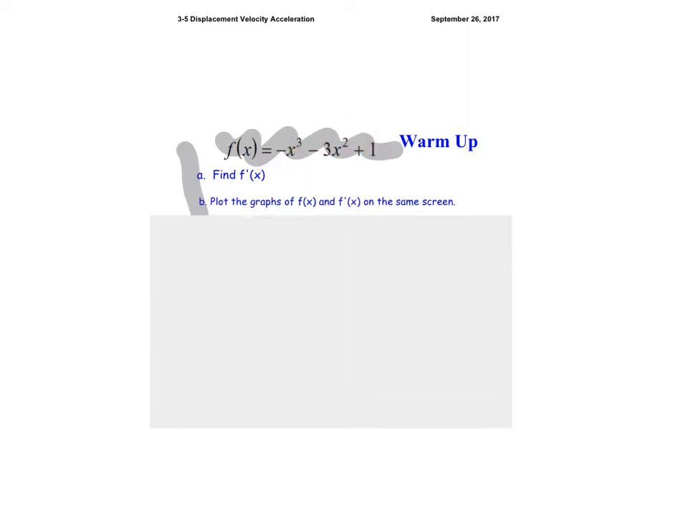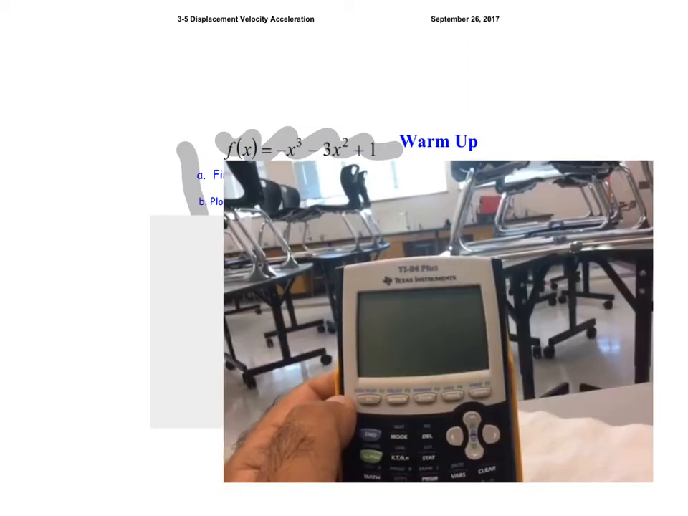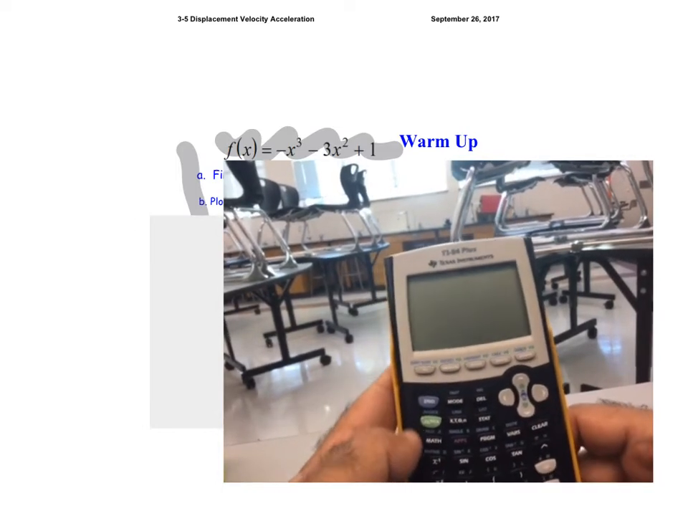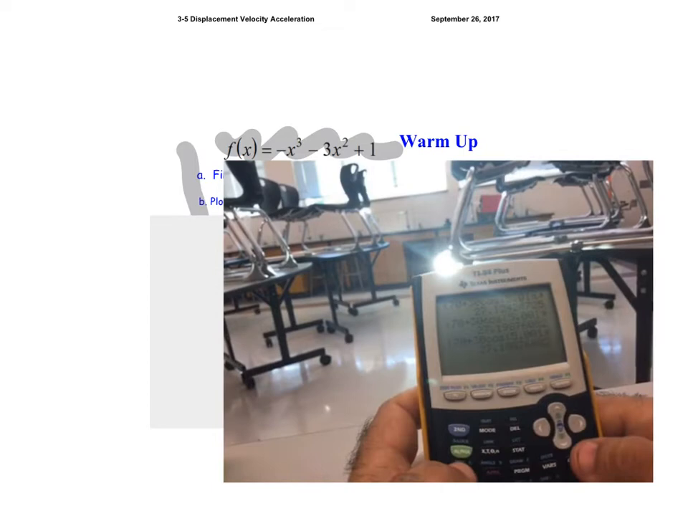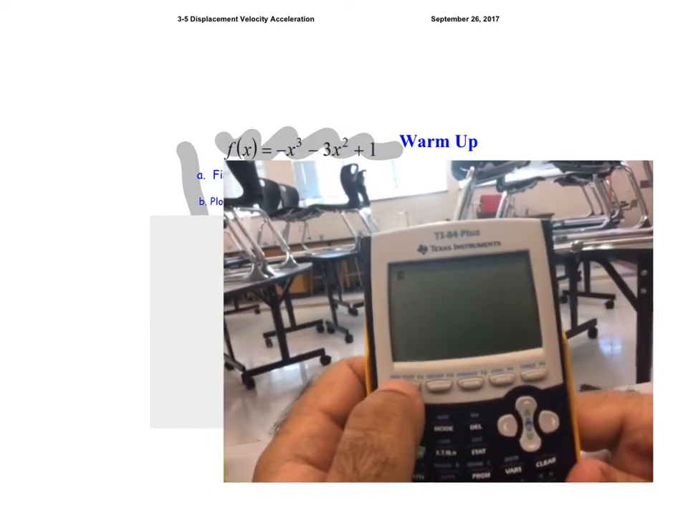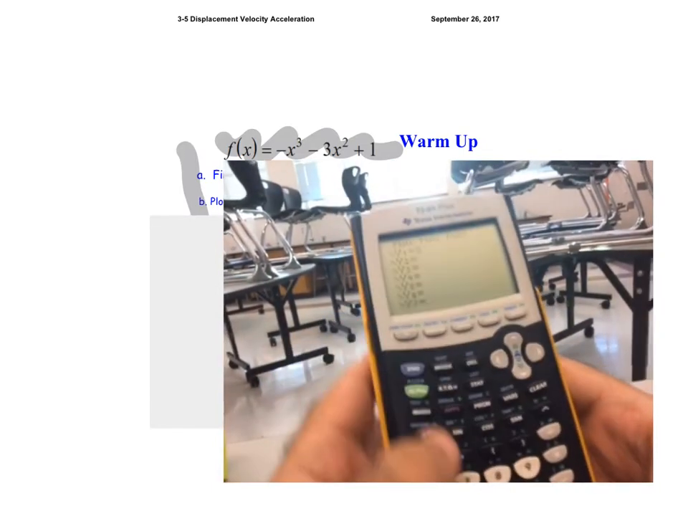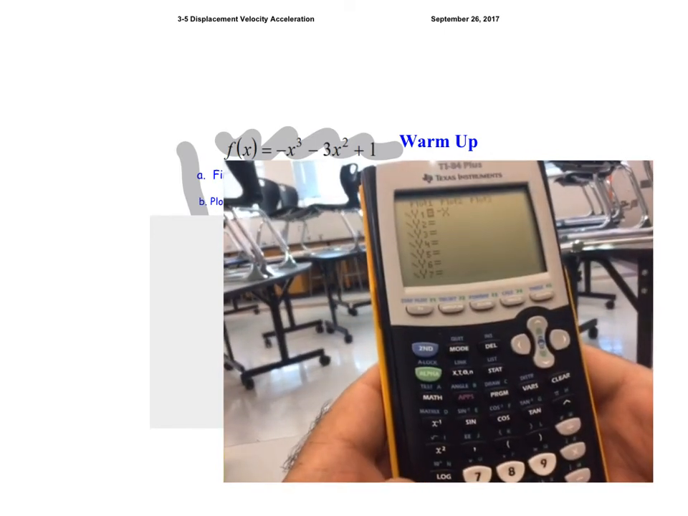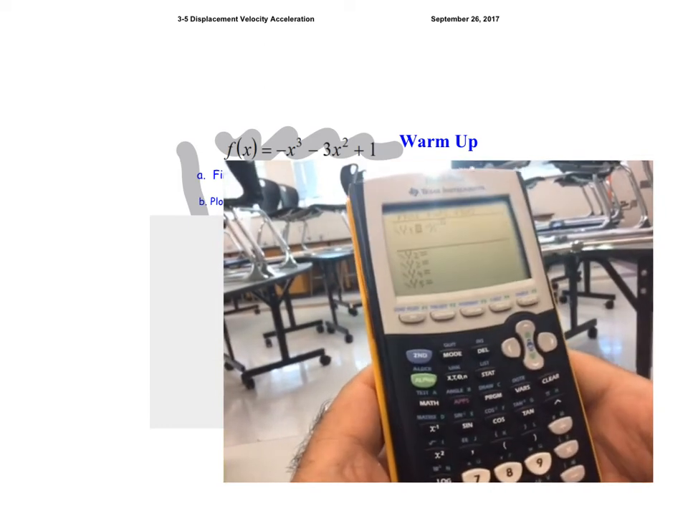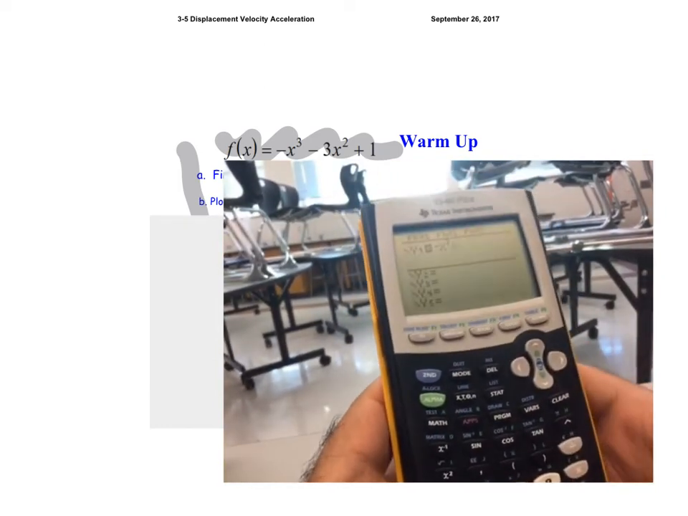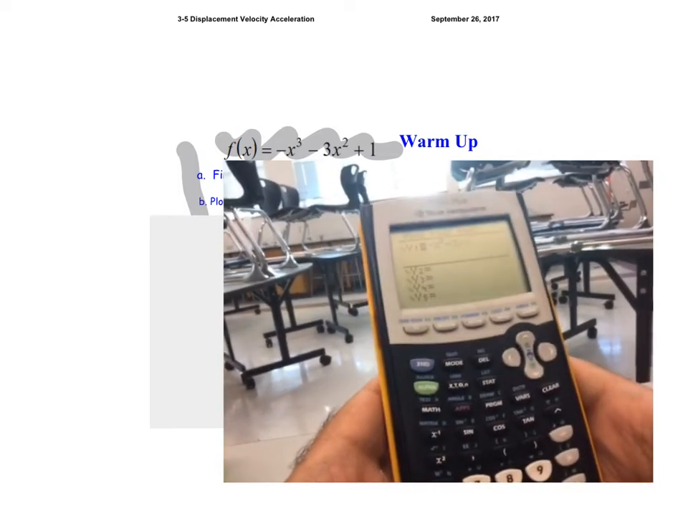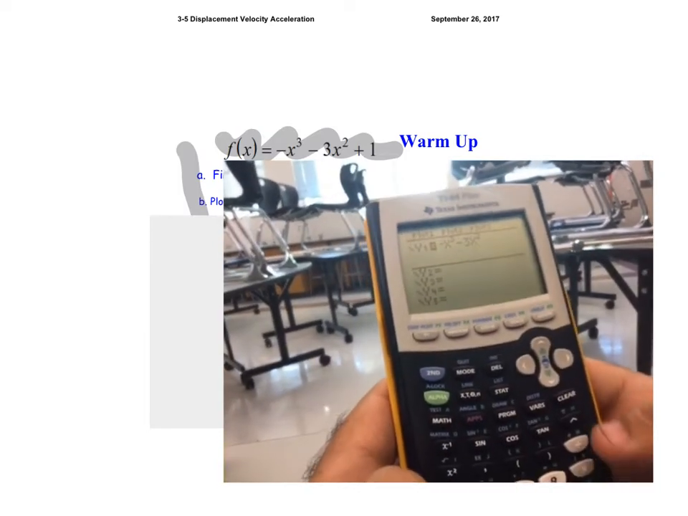Plot f of x and f prime of x on the same screen. Let me get that going for you. Alrighty, so I'm not exactly a big fan of filming me using this, but I am a big fan of using the graphing calculator. Alright, so we have negative x to the 3 power, and then minus 3x squared, and then minus 1.